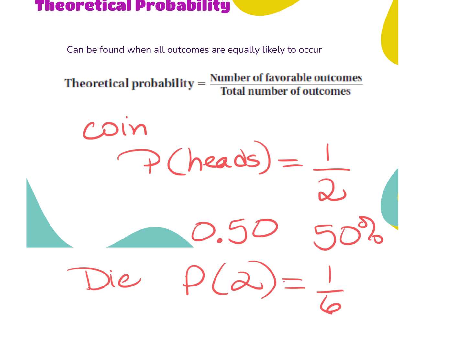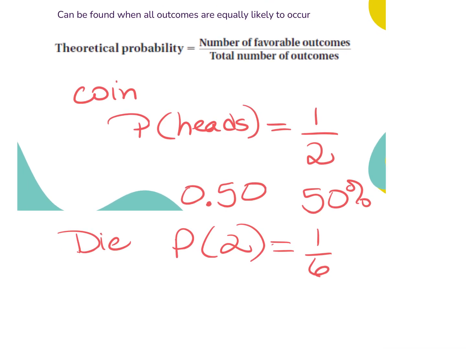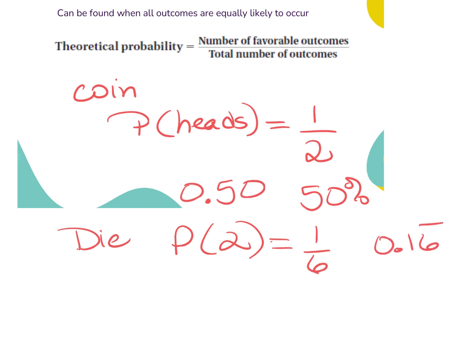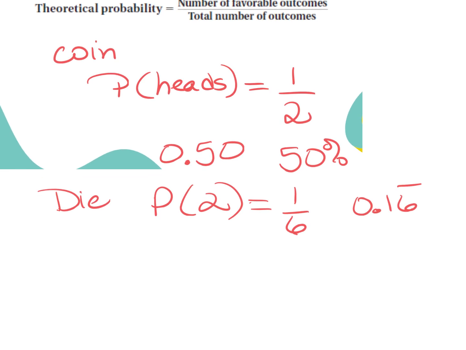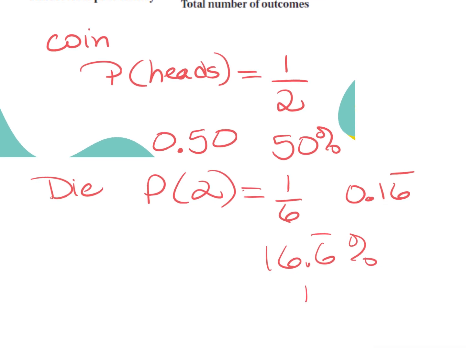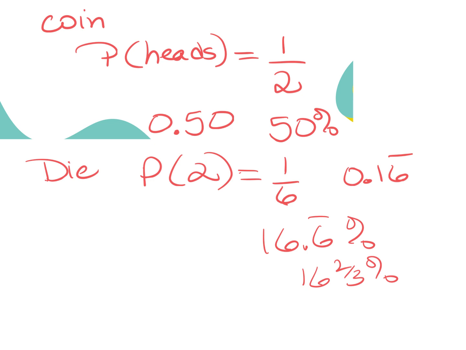To write it as a decimal, we would have to divide it. And as a decimal, 0.16 repeating. However, I'm not going to write my percent as 16.6 repeating. The way that they'll represent that is going to be 16 2/3%. But if it says round to the nearest whole percent, the answer would be 17.